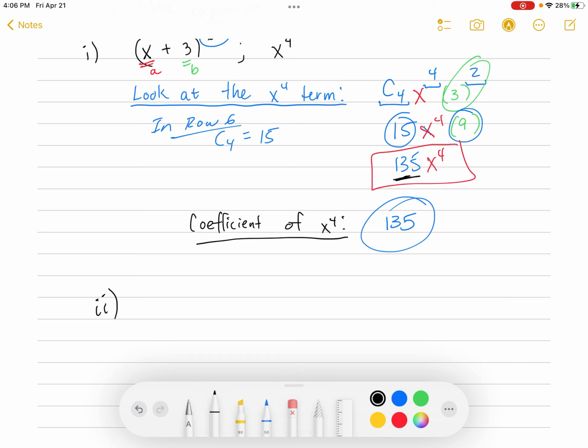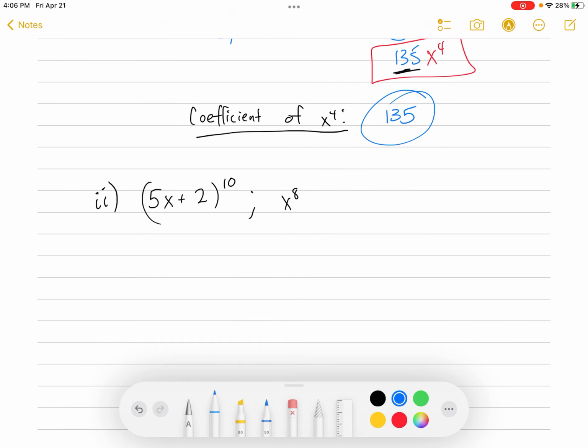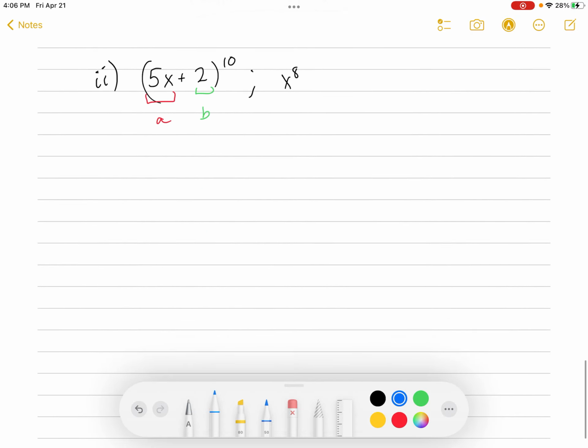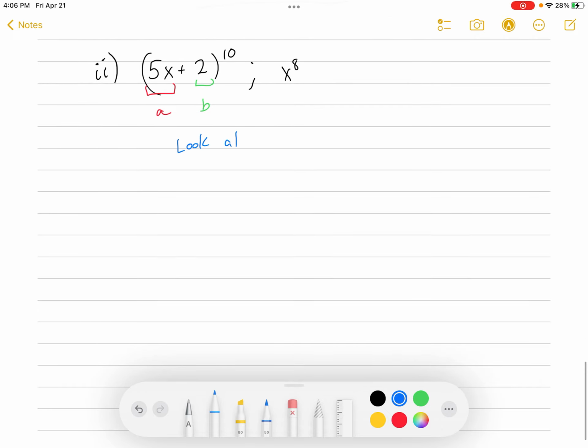Let's do another one. Let's see, do I have any good problems here? Yeah, I got 5x plus 2 to the 10th power. And we want to look at the x to the 8th term. So here I'm going to call this guy my A, 5x, and my B is going to be 2. So when I look at the x to the 8th term.